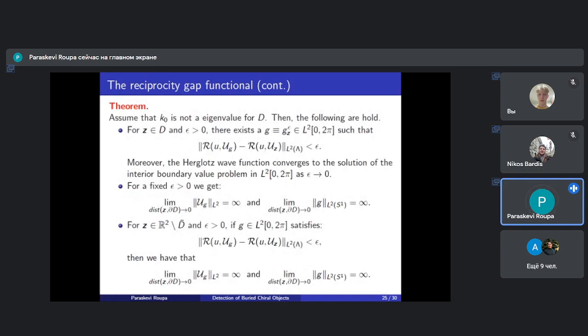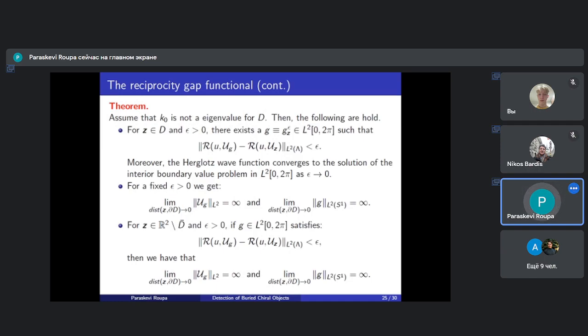And now we will state this theorem, which allows us to define the boundary of our scatterer, and as a result, we can determine the buried obstacle. In particular, we assume that K0 is not an eigenvalue for D. Then, for z in our scatterer D and epsilon a positive number, there exists a function g, which depends on z and epsilon, such that this norm is less than epsilon. This means that the Herglotz wave function converges to the solution of the interior boundary value problem in L2.